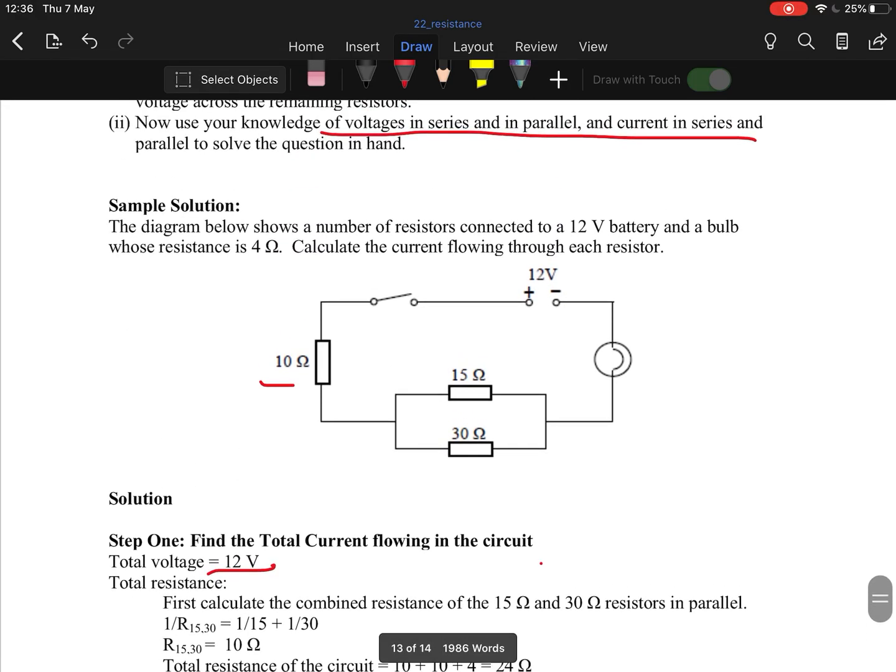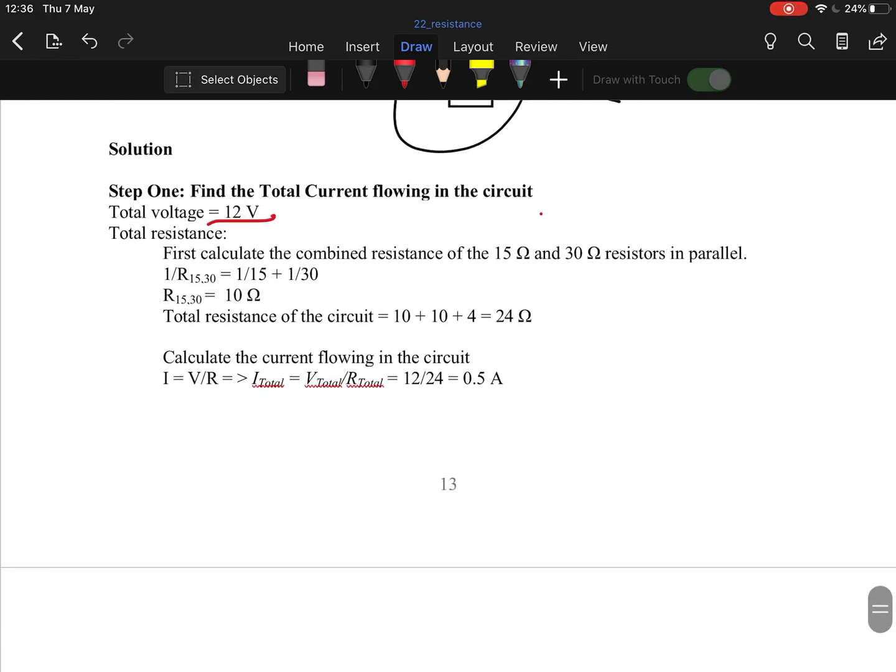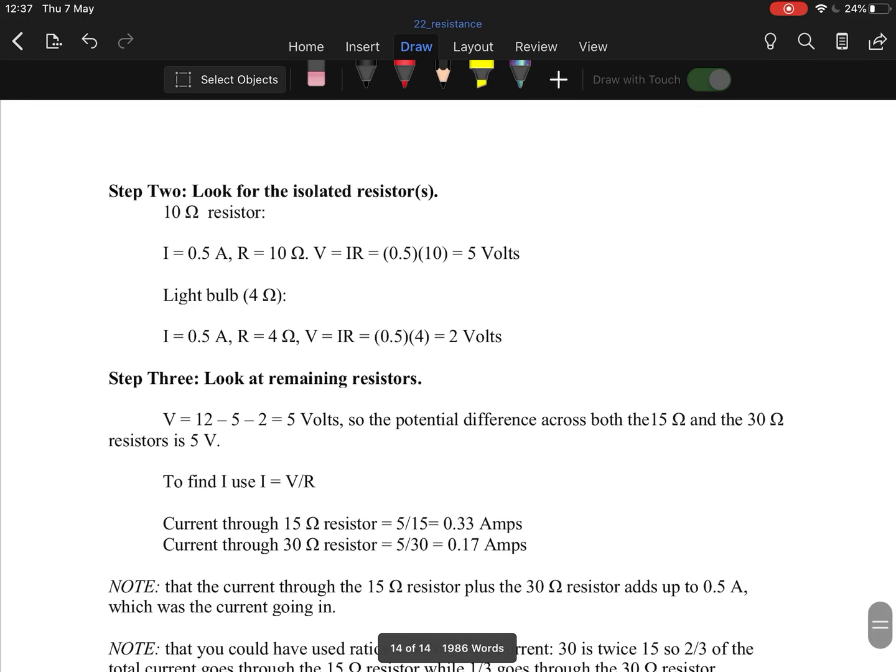Now, your total resistance is 10 plus 4. Why? Because it told us that the bulb had a resistance of 4 ohms. So this was 10, this works out to also be 10, and that is 4. So our total resistance here is 24. So the total resistance in the circuit is 24. So the total current is total voltage, which we were told was 12, divided by 24. Current is 0.5 amps.